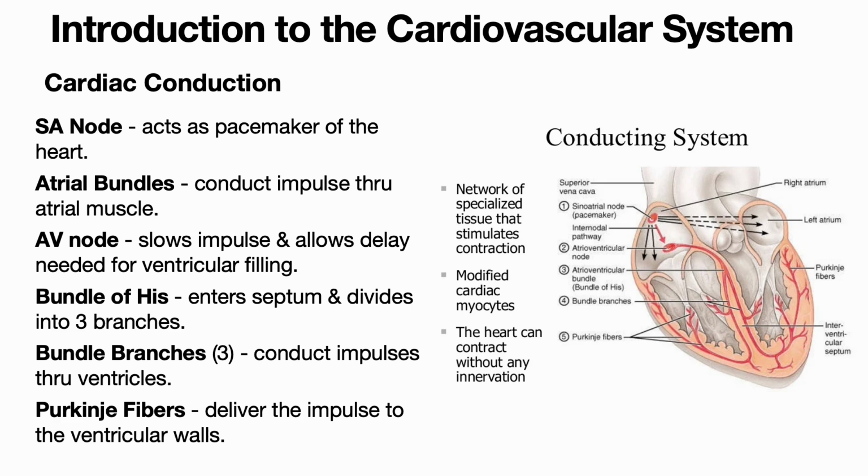Then the bundle branches break into a fine network of conducting fibers called the Purkinje fibers, which deliver the impulse to ventricular walls. And our picture there shows the nerve supply that usually goes into a specific part of the body.